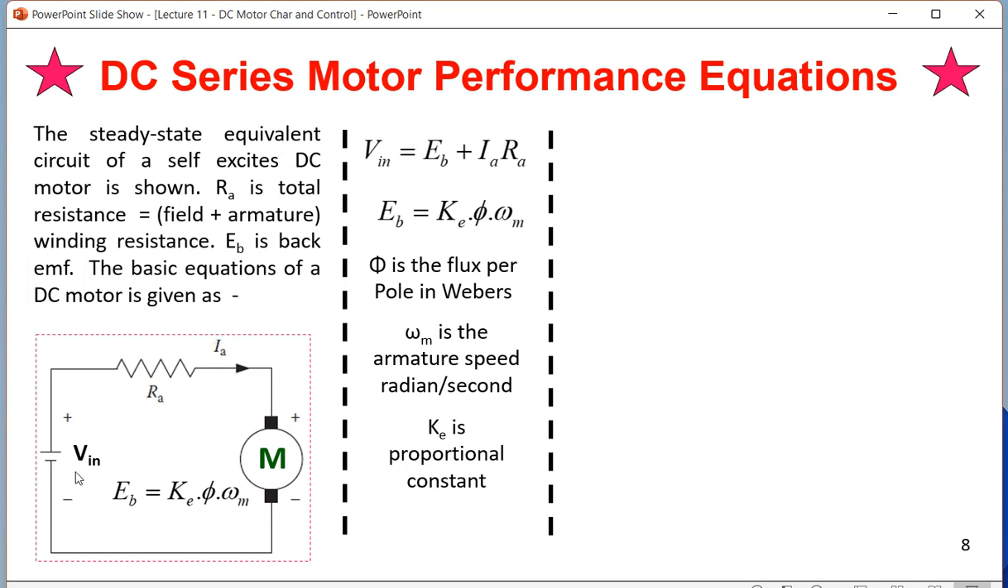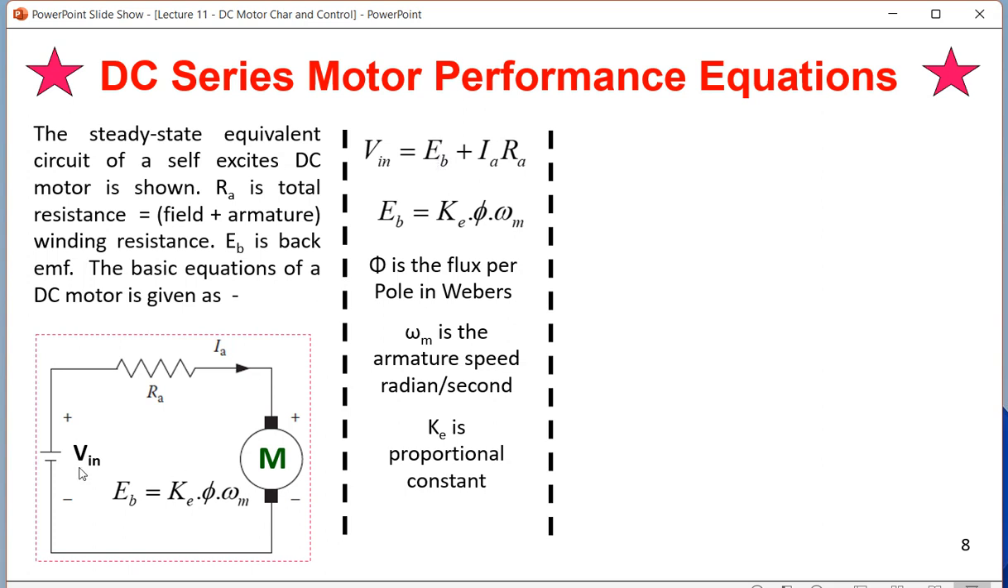Now this is another slide where the DC series motor performance equations are shown. Whatever V in you are giving, the armature resistance is RA, carrying current IA. Field resistance and armature resistance are all given together. So Vn is equal to EB plus IARA. What is meant by EB? EB is the back EMF. Back EMF is what generates the output power.